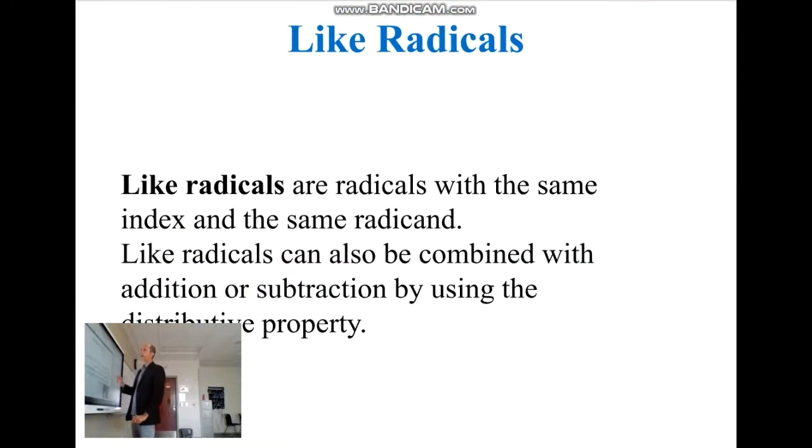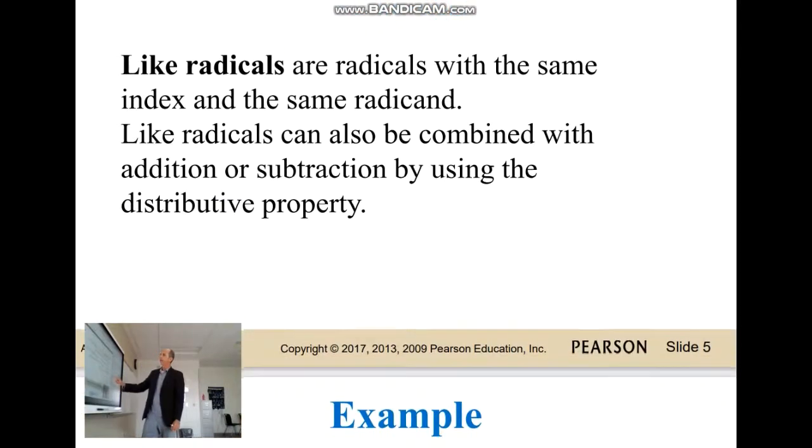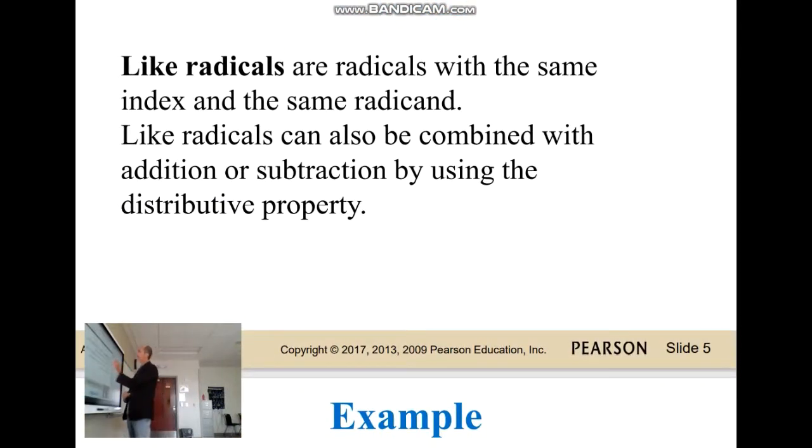Like radicals: to add radicals, we're going to have to find like radicals, which are radicals with the same index and the same radicand. Like radicals can also be combined with addition or subtraction by using the distributive property. So let's check some examples.